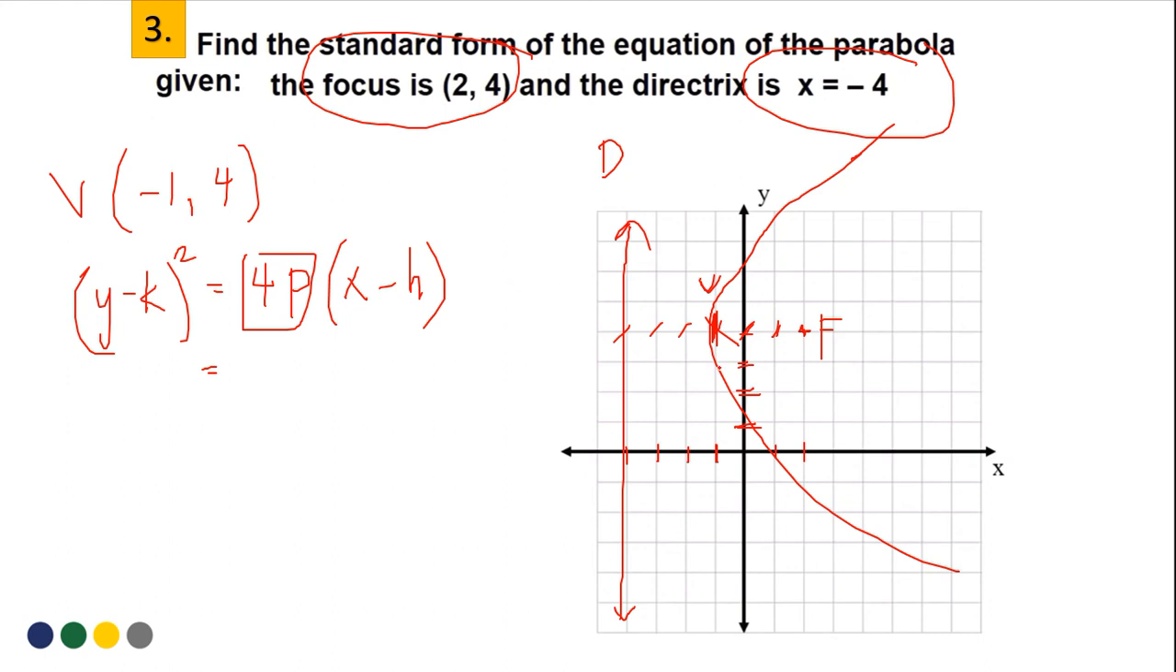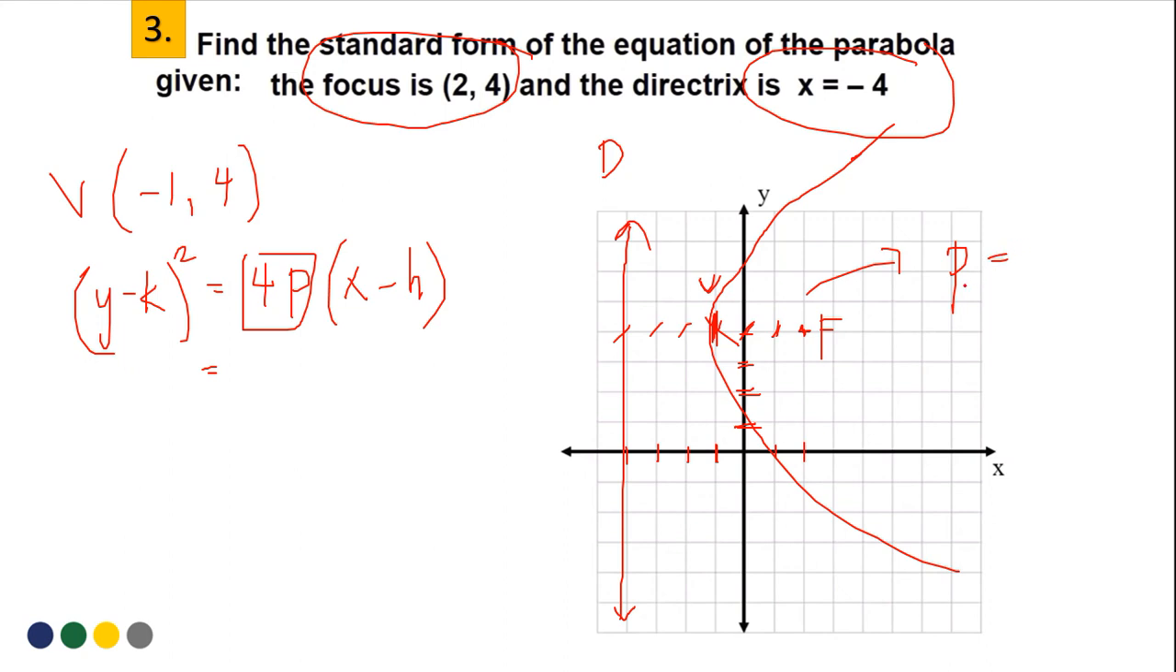Bilangin nyo lang yung distance ng vertex to focus or vertex to directrix. Two possible answer kasi parehas lang yung kanilang distance. 3, sir. So 3 is, what is 3? Is it P? What is the value of P here? Is it 6 or 3? What is the value of P?